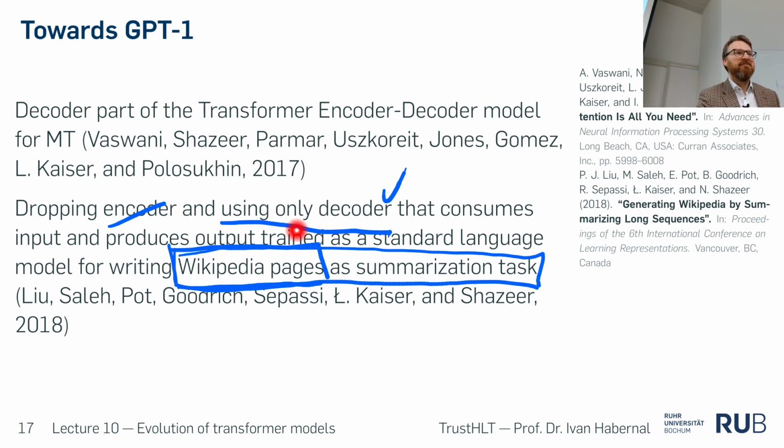Any idea why Wikipedia would be good for summarization? Yeah. The whole concept of Wikipedia is kind of summarization of topics. Yeah, but okay. Sure. But how do you create a data set for summarization? How do you create a data set for summarization? That's a question.